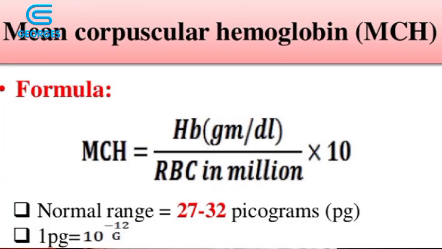That is also a unit. Picogram is a trillionth of a gram. So the MCH is calculated by hemoglobin times 10 all over the RBC. So we take the hemoglobin, we multiply it by 10, and we divide the figure that we get by the RBC.